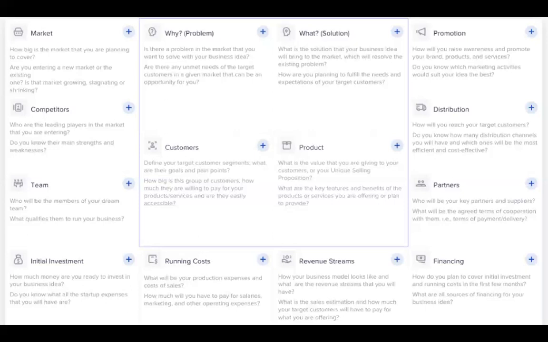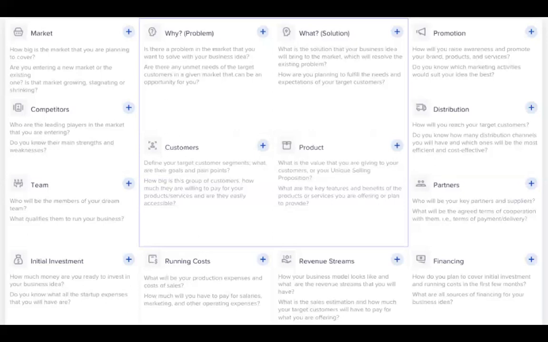You come to the market. How big is the market you're planning to cover? Here you can use what I call the TAM, SAM, and SOM: total addressable market, serviceable addressable market, and share of market or serviceable obtainable market. Read about it to understand what we mean by market size.